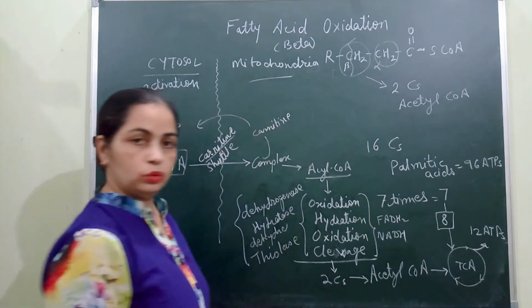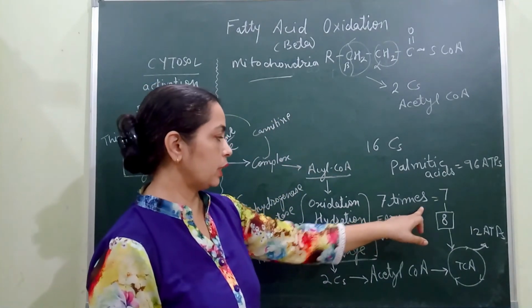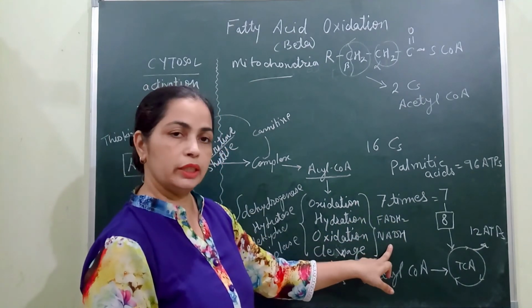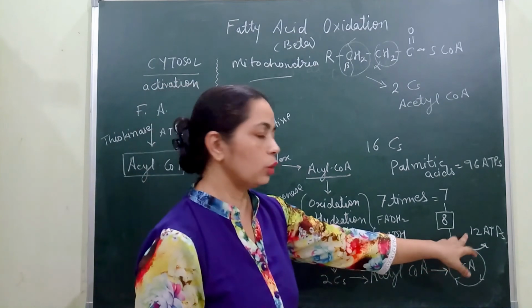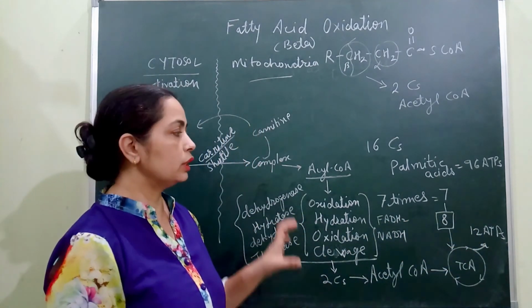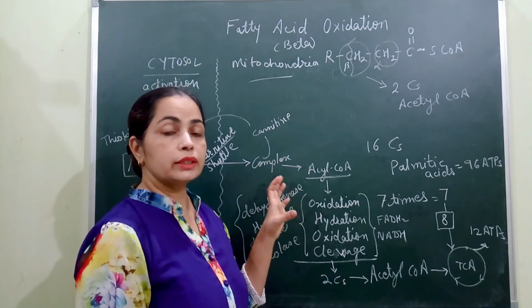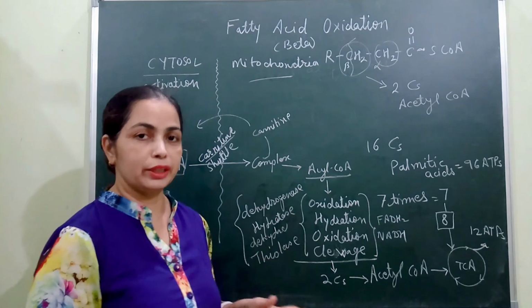While during this oxidation, hydration, oxidation and cleavage process, it also releases one molecule of FADH2 and one NADH. So in each oxidation step, if it is going 7 times, then 7 FADH2 and 7 NADH will be produced, and they are going to give us an appropriate number of ATPs. So in this way, fatty acids are called energy rich compounds, because they give us a lump sum of ATPs.